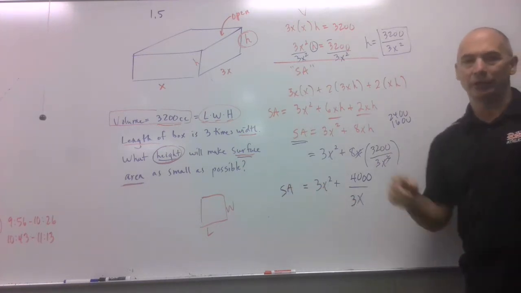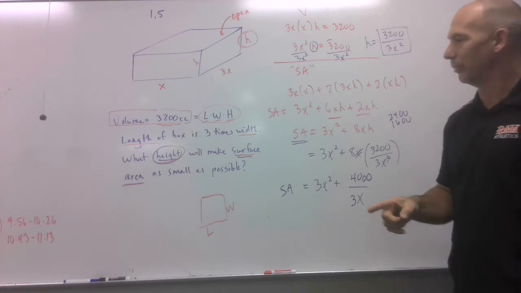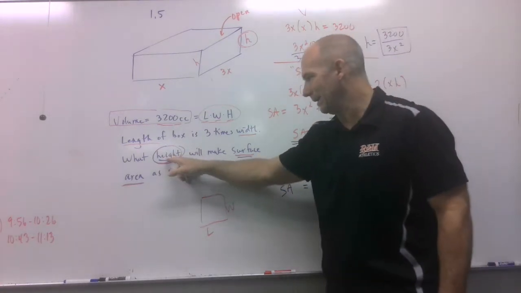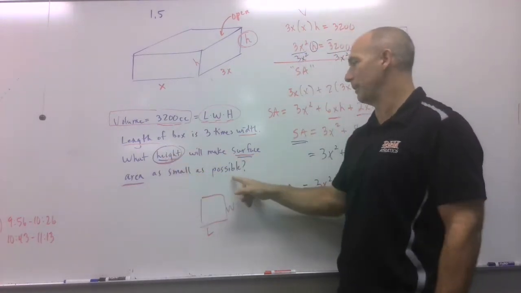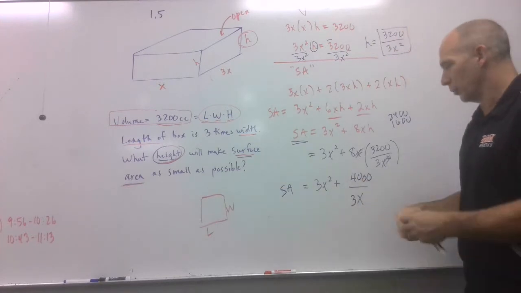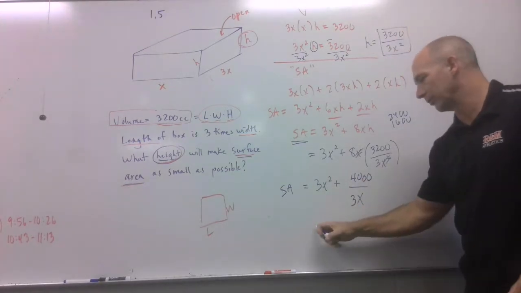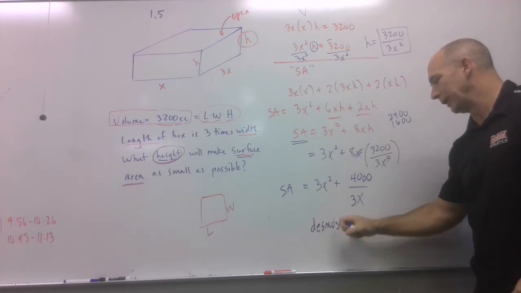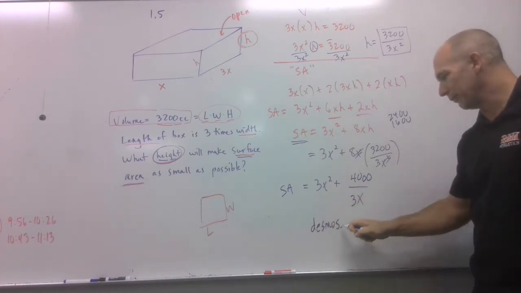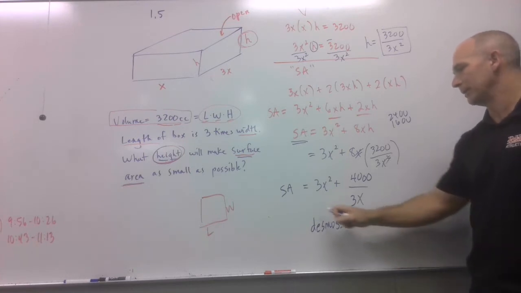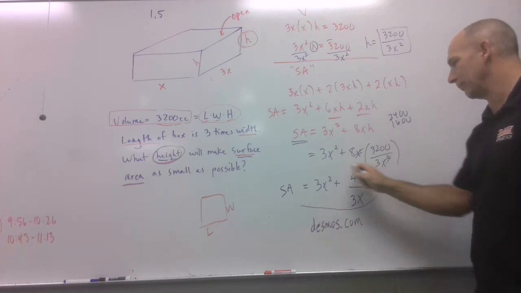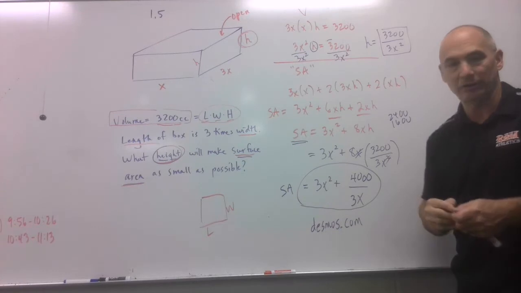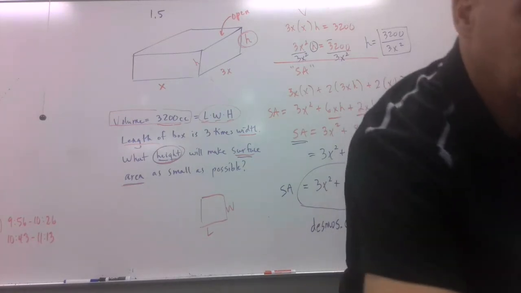Now, I know the problem talks about what height will make the surface area as small as possible. So this is where we're going to use Desmos to help us find that, but this gets a little tricky. I want you to understand that if you go to Desmos.com and you type this in, you're going to get a really weird equation. I'm going to pause this and show you what I mean.